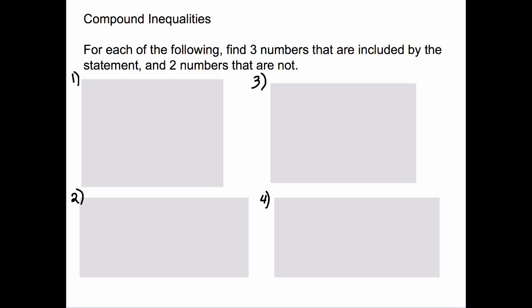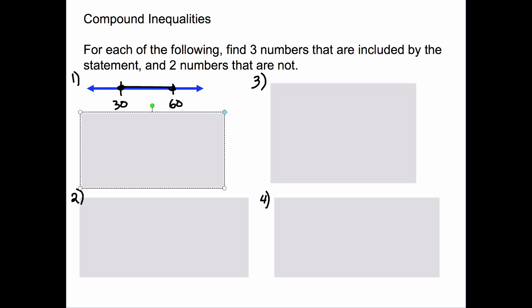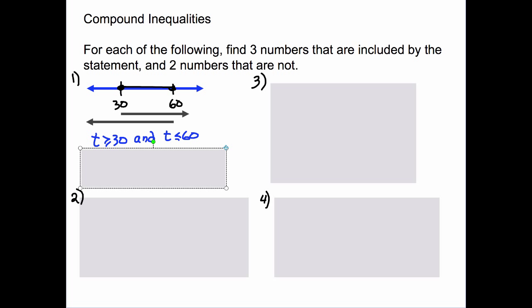Now let's take one more look at those 4 problems, and we'll see why we call these compound inequalities. And we'll also see how to express these compound inequalities as mathematical inequalities using mathematical language. Now, for the first problem, we wanted all numbers between and including 30 and 60. Now that's really a combination of 2 inequalities. One of them is the numbers greater than or equal to 30, and the other one is the numbers less than or equal to 60. Mathematically, we can write it this way, that t is greater than or equal to 30 and t is less than or equal to 60.